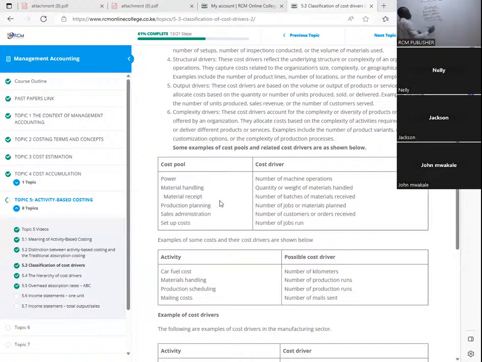So this one here is what we call the cost pool, as you are able to see on my screen. And this cost pool now is what is attached to the cost or the expenses that we've incurred, the overheads. I have rent and rates of 5,000. I have 1,200. I have 15,000. I have 8,000.